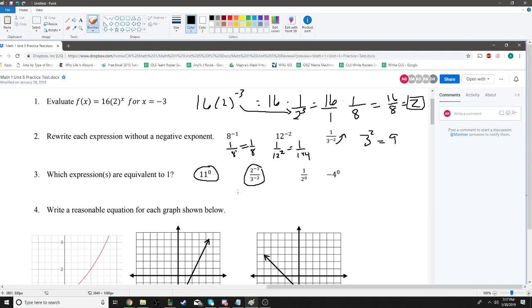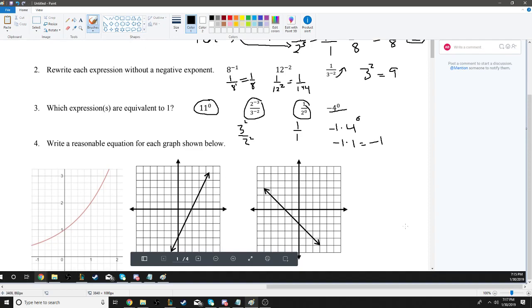Equivalent to 1. This is equivalent to 1. This is not, because this would just flip upside down to be 3 squared over 2 squared. This one is equal to 1, because 2 to the 0 power is 1, and 1 divided by 1 is 1. This one is not equal to 1 over here, because this is a negative 1 times 4 to the 0 power. Anything to the 0 power is 1, so negative 1 times 1 is negative 1.